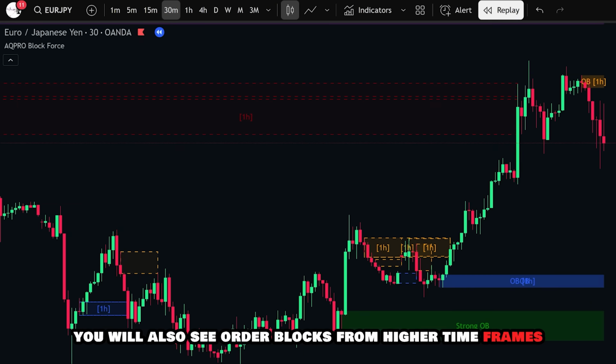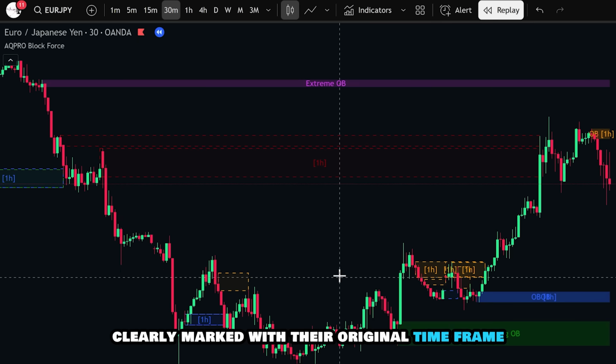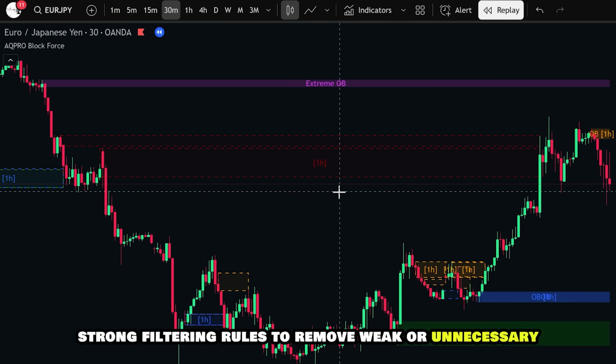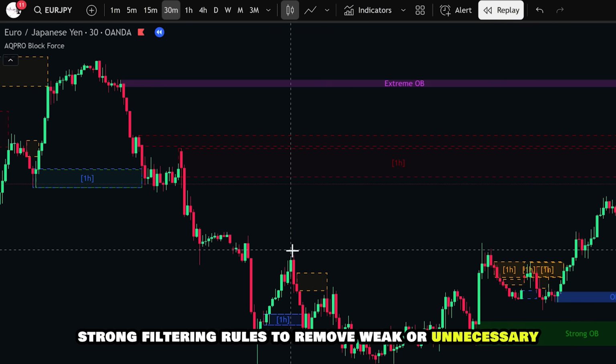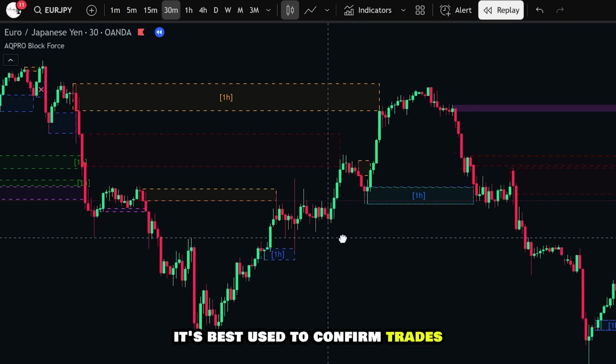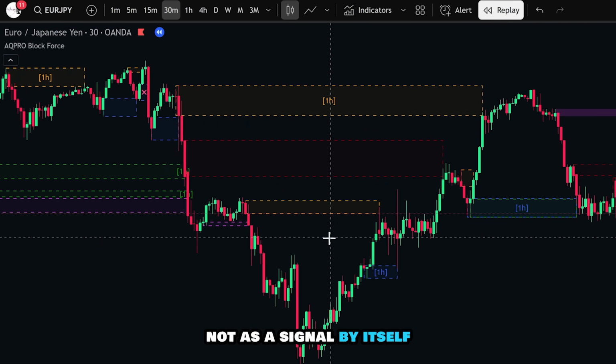You'll also see order blocks from higher time frames, clearly marked with their original time frame. The tool uses strong filtering rules to remove weak or unnecessary zones, so your chart stays clean. It's best used to confirm trades, not as a signal by itself.